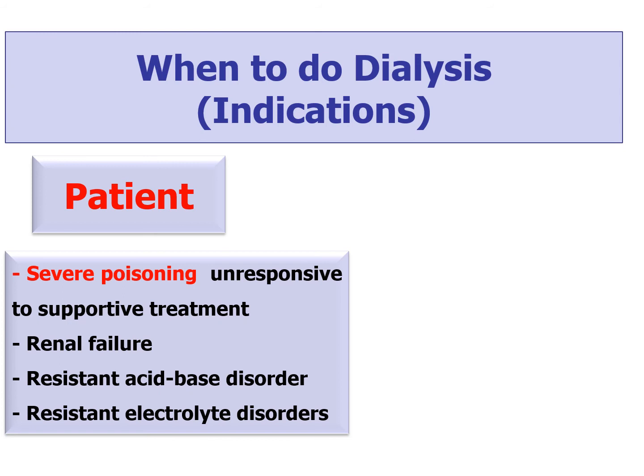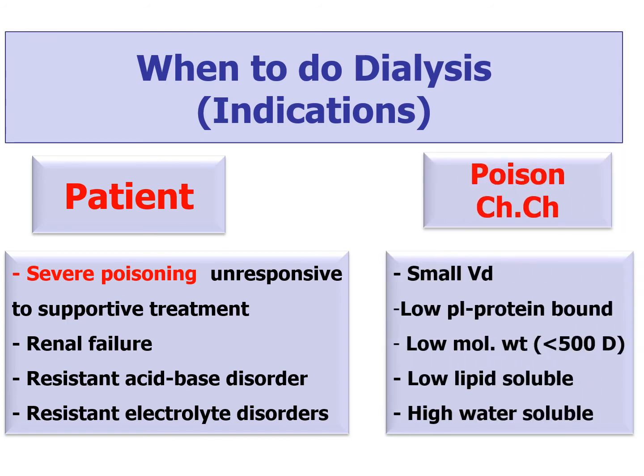what are the criteria for the poison to be effectively removed by dialysis? The poison should have small volume of distribution to be present in the blood, not widely distributed intracellular, to have low plasma protein bound, to be present in the blood in a free form, and for the poison to pass through semi-permeable membrane, it should have low molecular weight, low lipid solubility, and high water solubility.